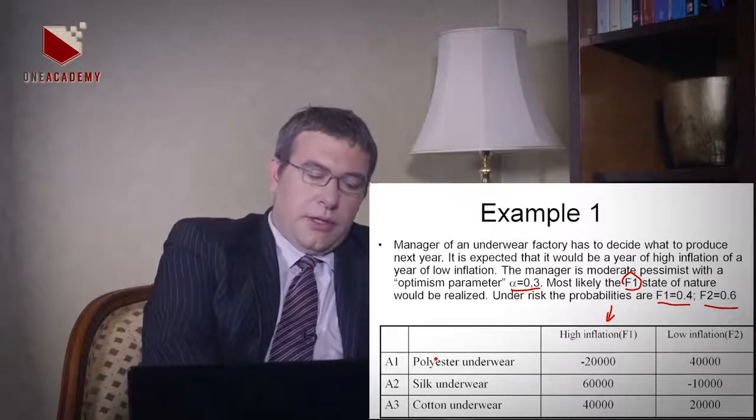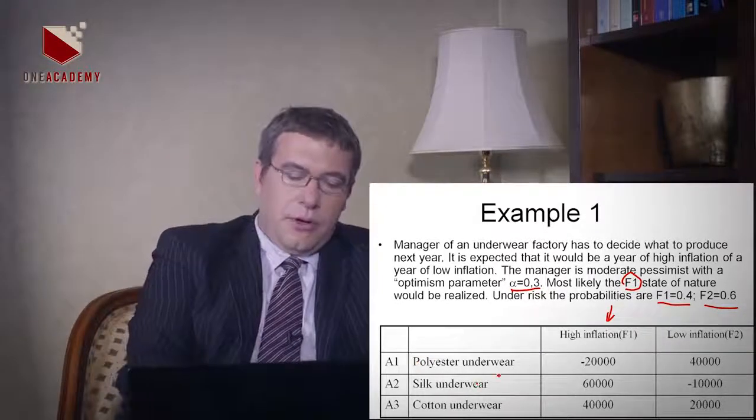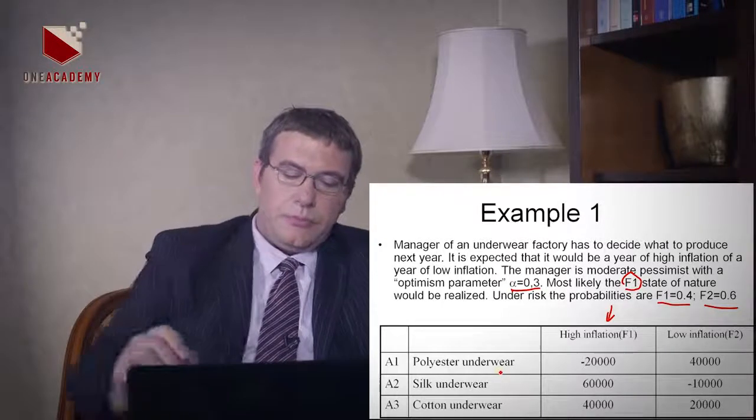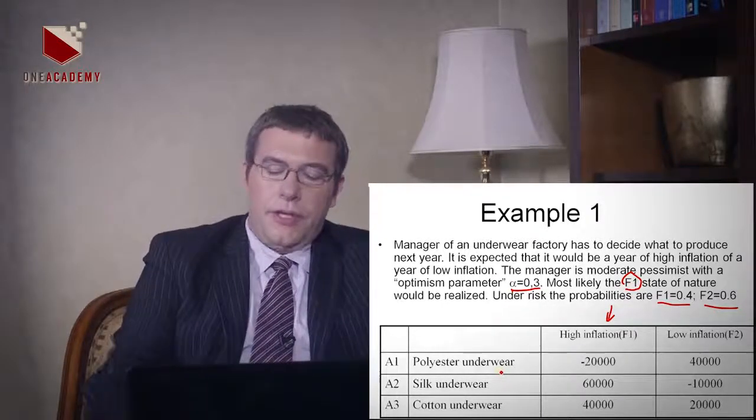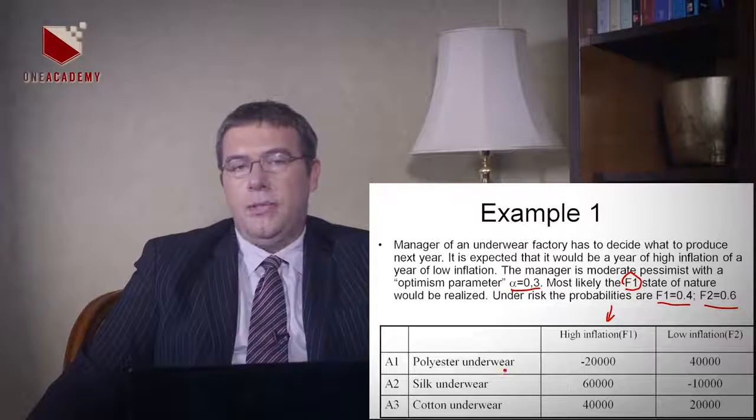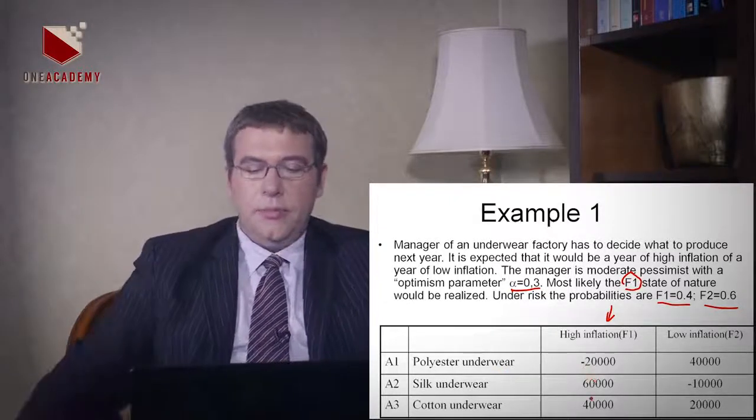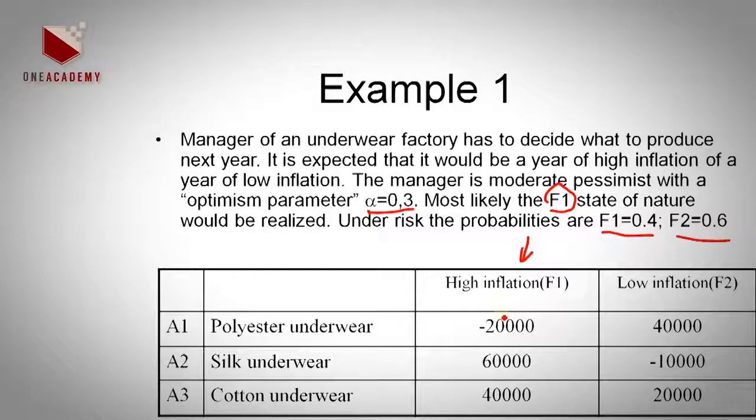And we have 3 alternatives: polyester underwear, silk underwear, and cotton underwear. And we have, of course, the outcomes estimated in numbers, and this is profit. This means that the matrix is a normal decision matrix. Now I would like you to pause the video and take as much time as you need to try to solve this problem, expected profit.